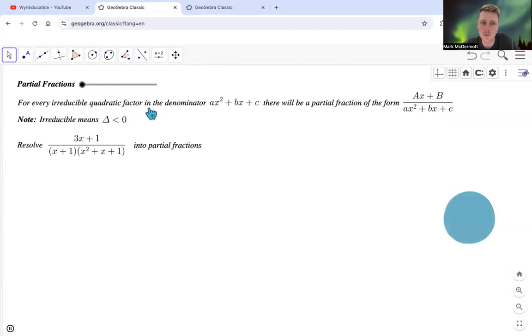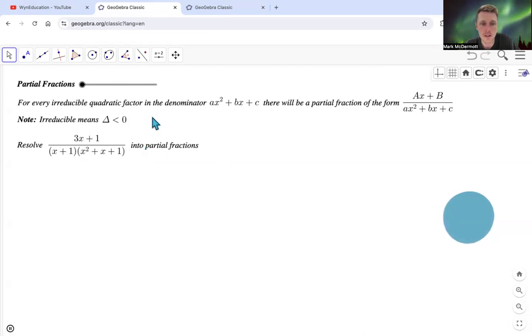So for every irreducible quadratic factor in the denominator that has this form, there'll be a partial fraction of the form ax plus b all over ax squared plus bx plus c. So what we need to do is resolve this, which is a good example of a fraction that can be decomposed into partial fractions. And this part here is irreducible. The discriminant of this is less than zero. Remember, the discriminant is b squared minus 4ac. So if you calculate that for this part, you will get that that's negative.